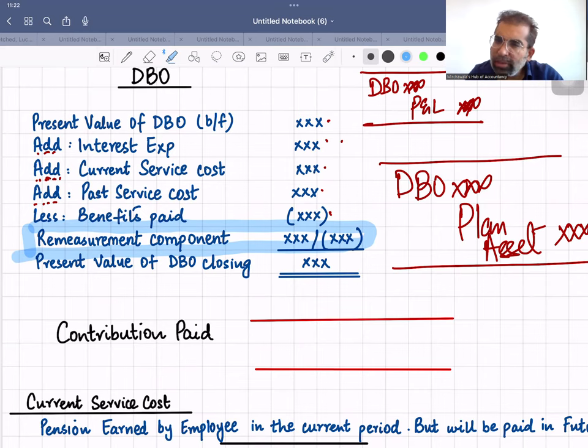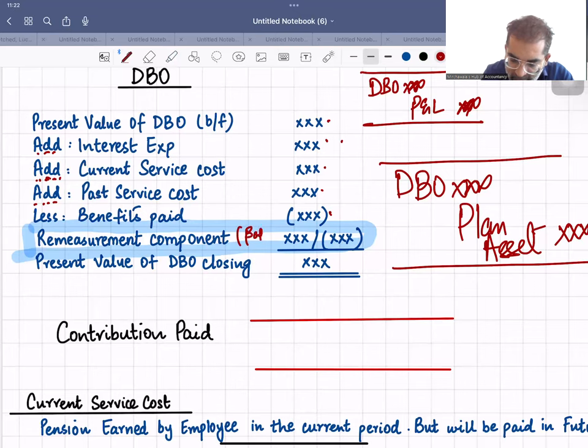And normally, in 99.9% of questions, this will be a balancing figure. Now I am going to show you how it is a balancing number. Listen, at the year end, the actuary gives you the closing balance.